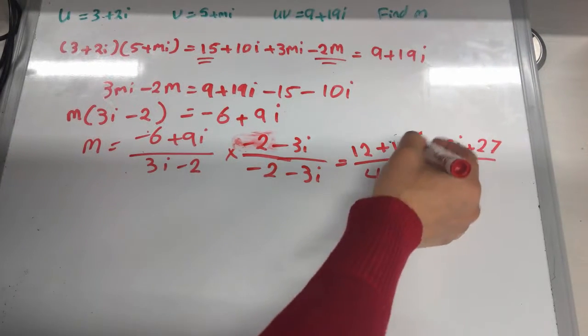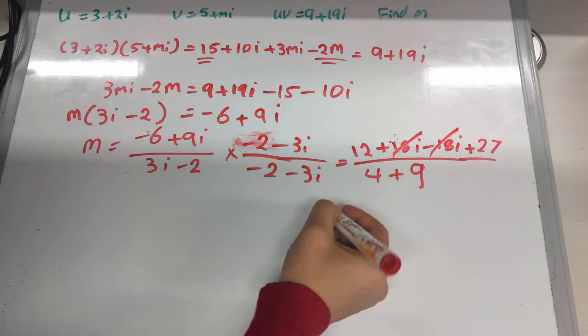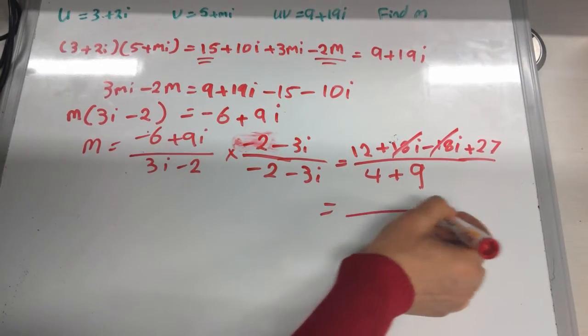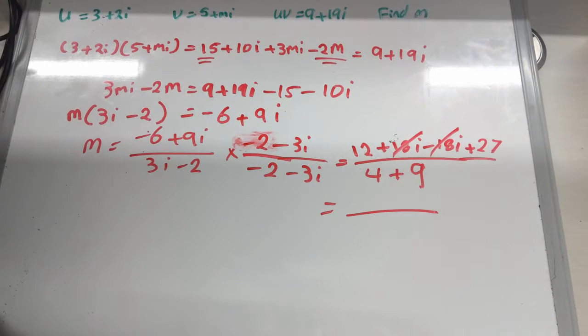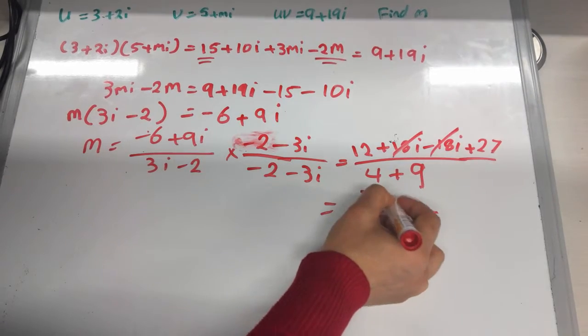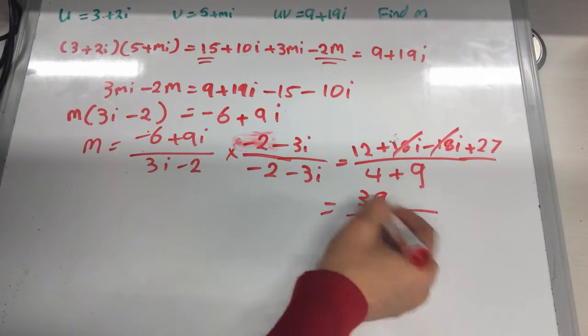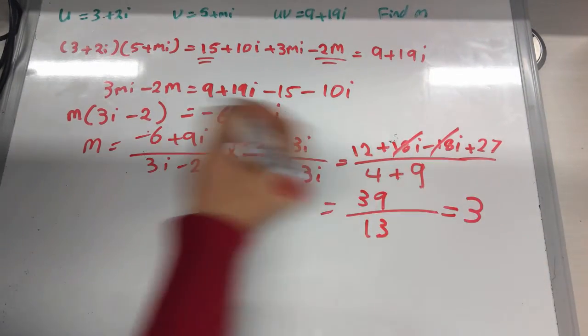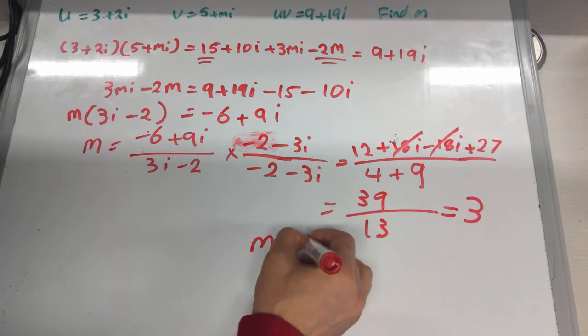Okay, now that's simplified. 12 plus 27 is 39, and over 13, you simplify it together, that will give you 3, so m is equal to 3.